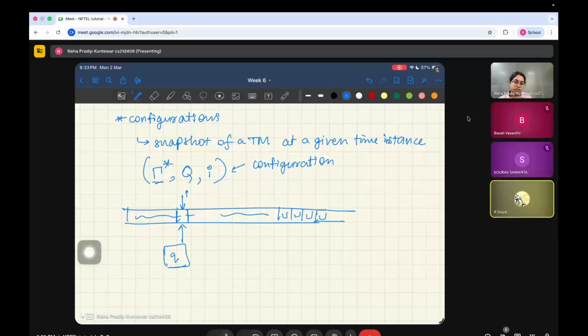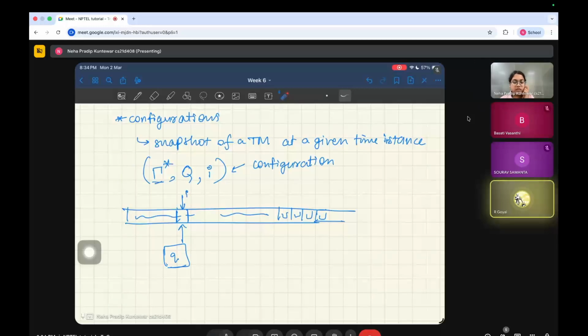In some of the books, this is written as alpha, beta, gamma, wherein alpha is the string towards the left, beta is the state, and gamma is the remaining string, and the reading writing head is pointing to i. That is also fine. You can break this content into alpha and gamma.